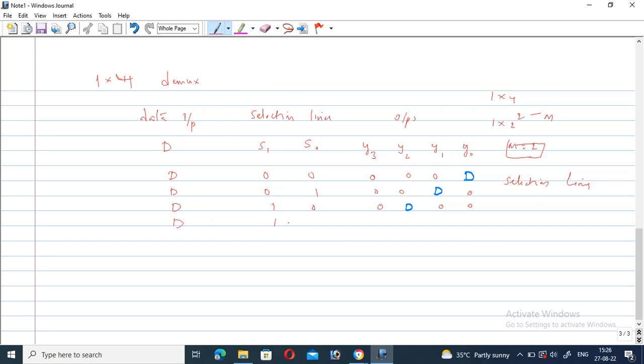For the fourth condition, only the 1 consideration remains, so all the remaining outputs take 0 and only the selected one takes the input. So this is a truth table for 1 by 4 Demux. If you are representing Y0, Y1 in terms of S, how are you representing them? So let us see that here.